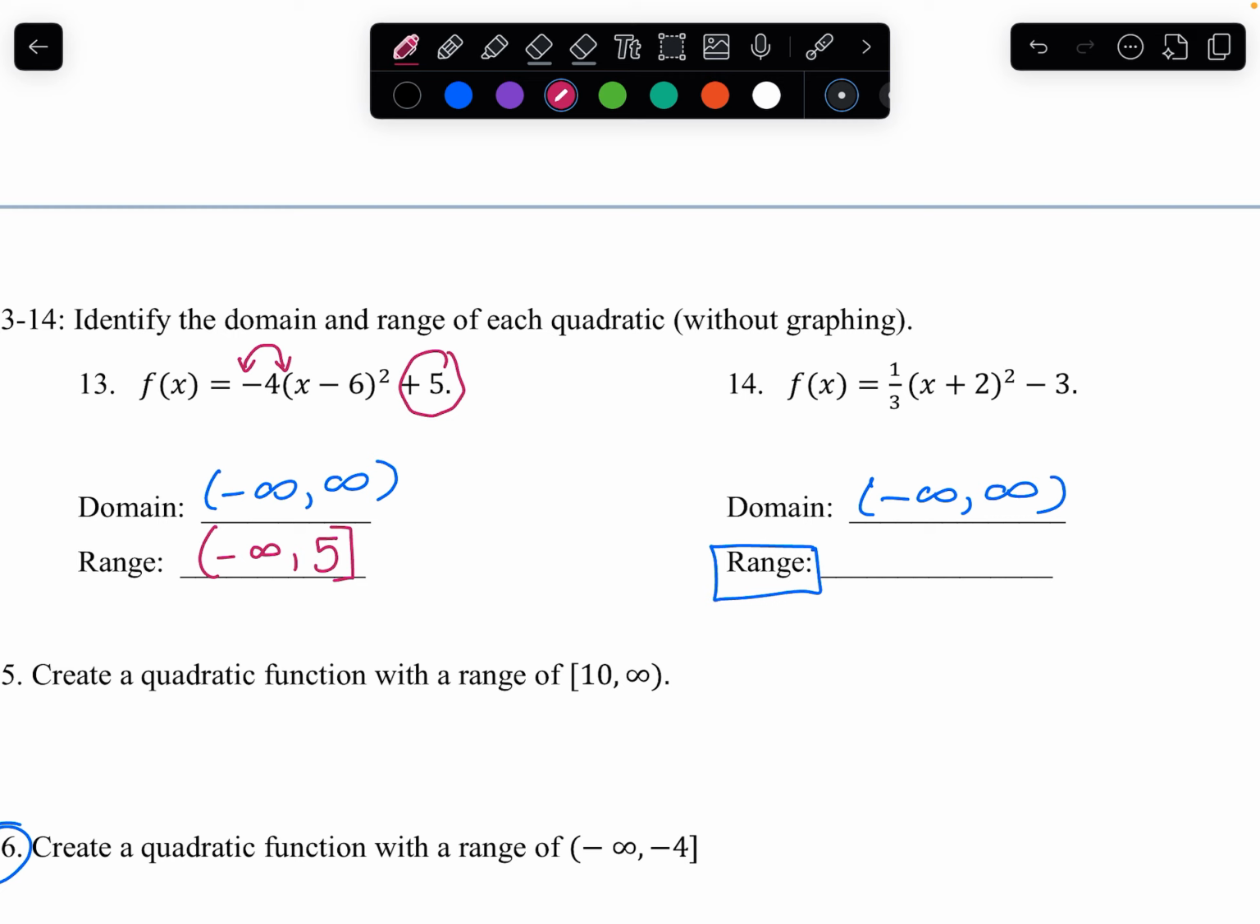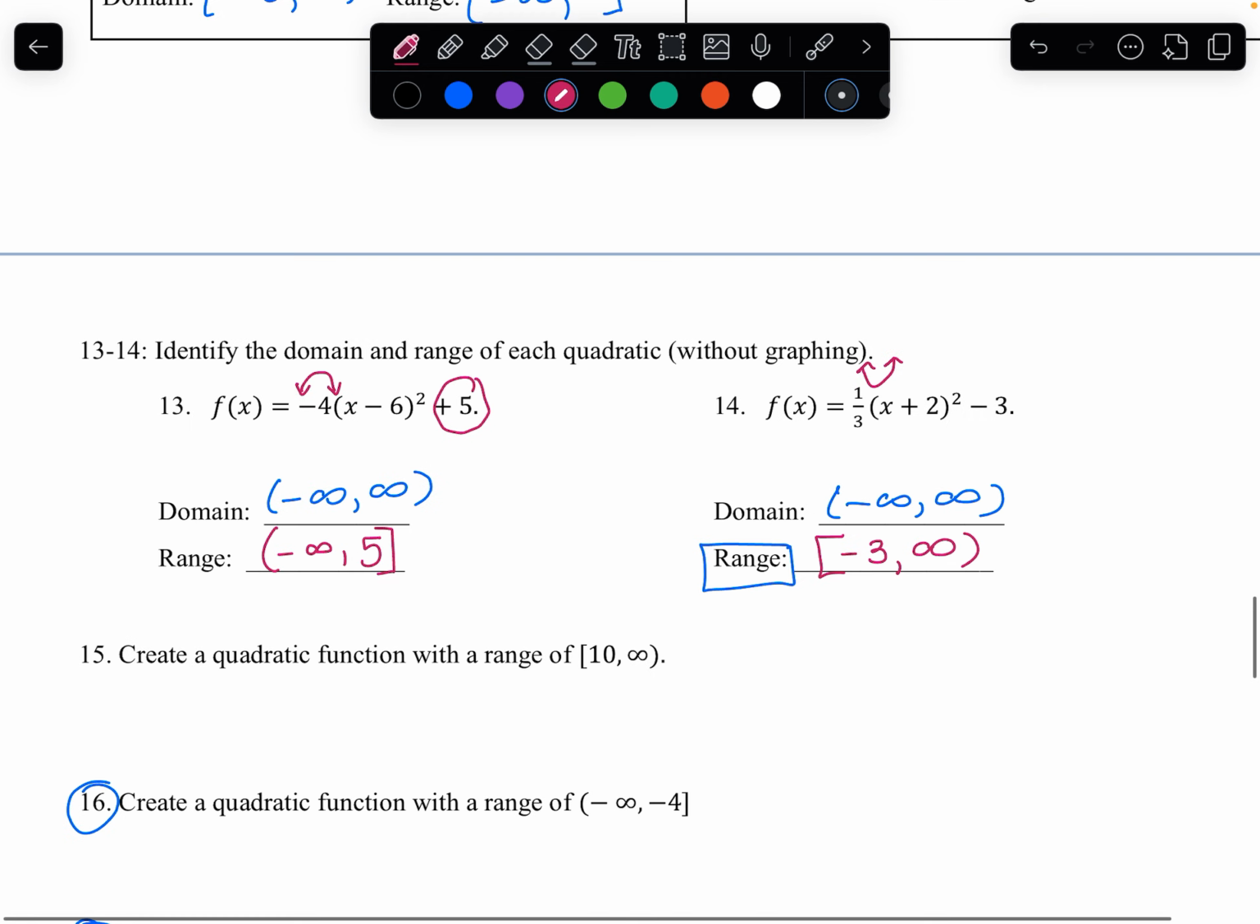Okay, what you should have got, because our a value is positive, is we're going to have negative 3 to infinity because that vertex is going to be a minimum.